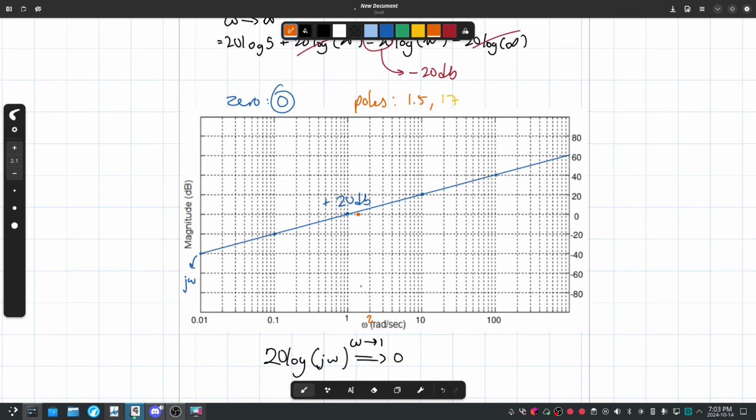So magnitude is 0 at 1.5. It doesn't kick in until we reach this point. Once we hit this point, it's going to go on a slope of negative 20 decibels because it's a pole. So in 1 decade, here, this is 20. It's going to bring down by 20 decibels. In 2 decades, so this is 200, it's going to pull it down by 40 decibels, and so on and so forth.